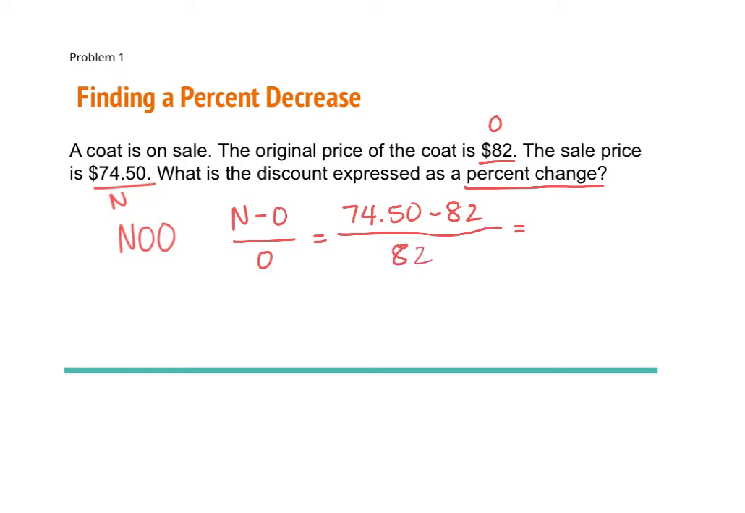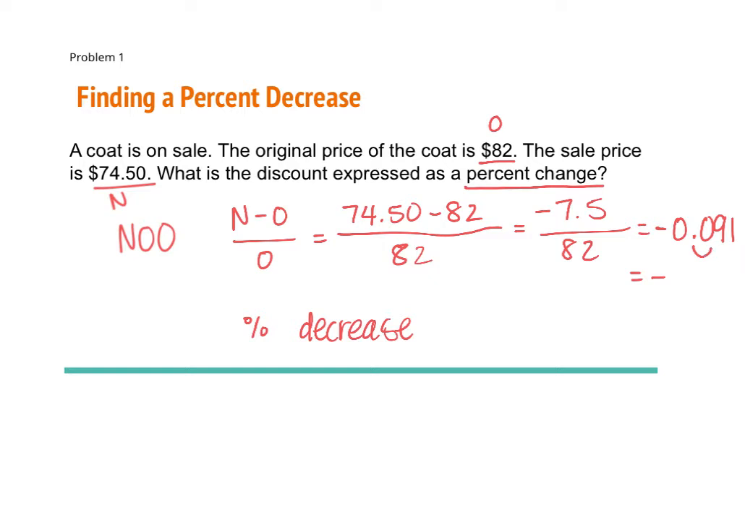So 74.50 minus 82 gives us negative 7.5 in the numerator, divided by 82. If we divide by 82, we should get negative 0.091. Okay? Now, it is negative, so we know it's going to be percent decrease. But we do have to change this into a percentage, so we're going to move the decimal over 2 spaces. So it's actually going to be negative 9.1%. So it is a 9.1% decrease.